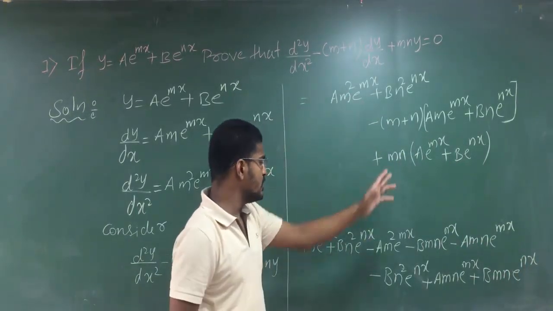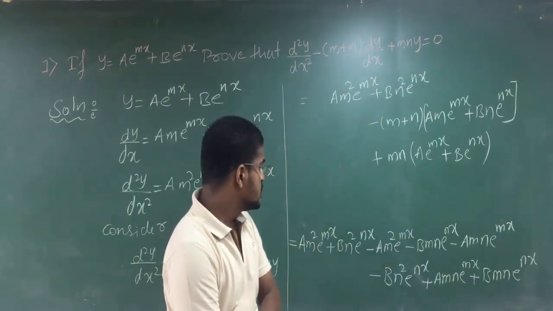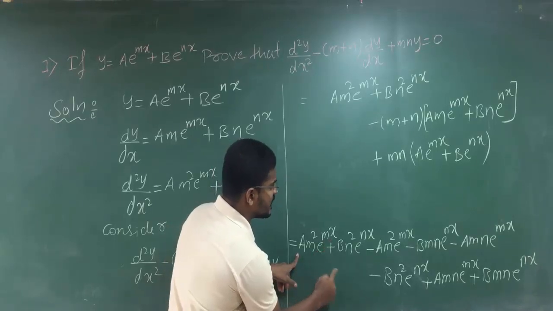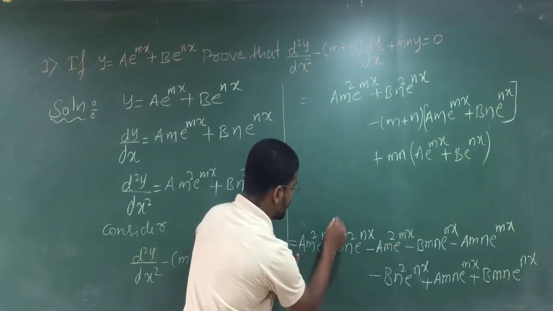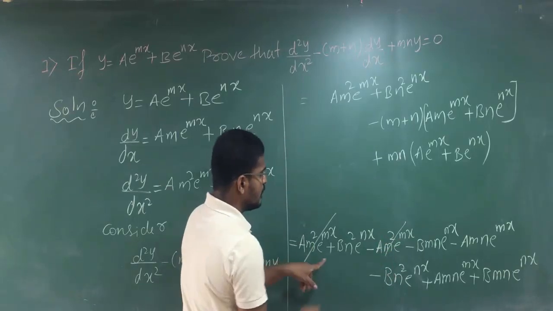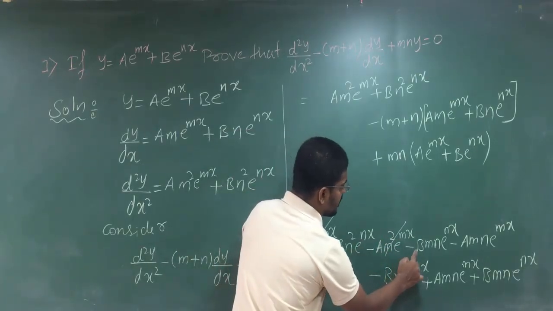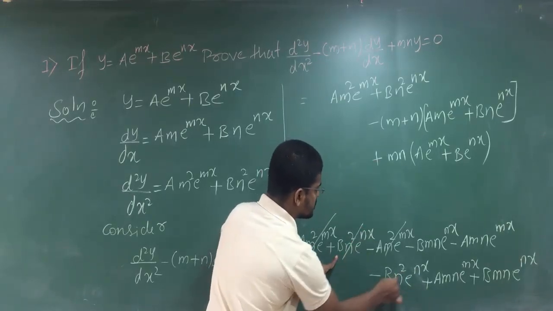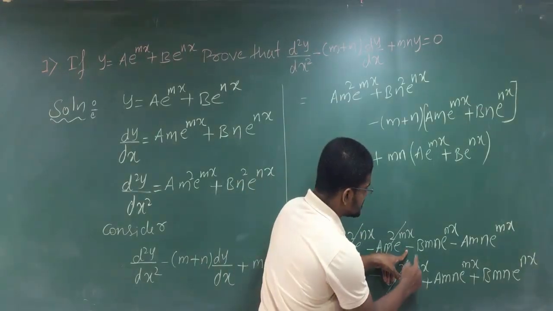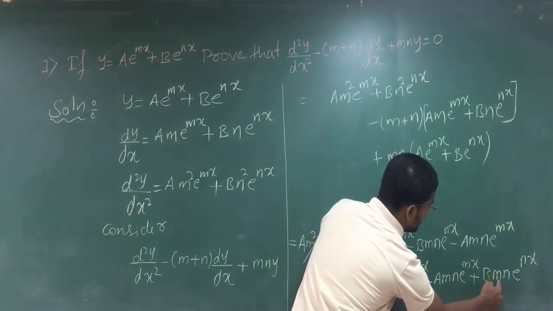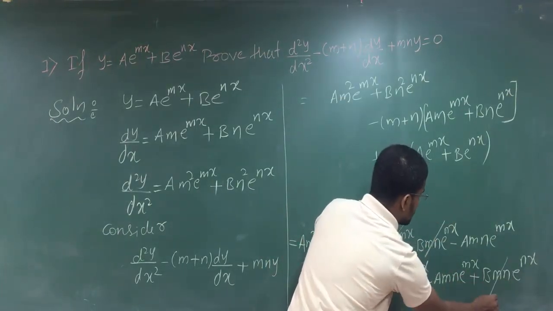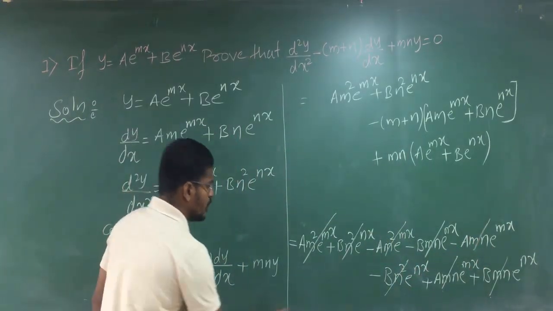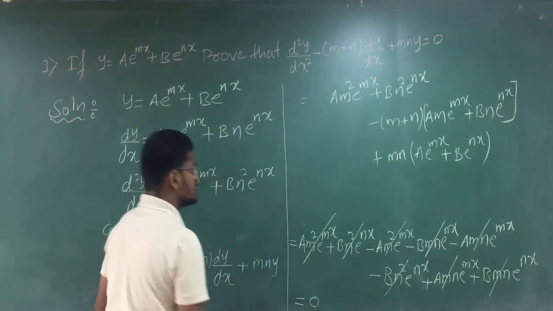So you simplify all the terms and write. Now see which terms are going to get cancelled. A m square e to the power of mx minus a m square e to the power of mx, these two will be cancelled. B n square e to the power of nx minus b n square e to the power of nx, these two terms will get cancelled. Minus b m n plus b m n, these two terms will get cancelled, and the remaining two terms will also be cancelled. Therefore this is equal to 0.